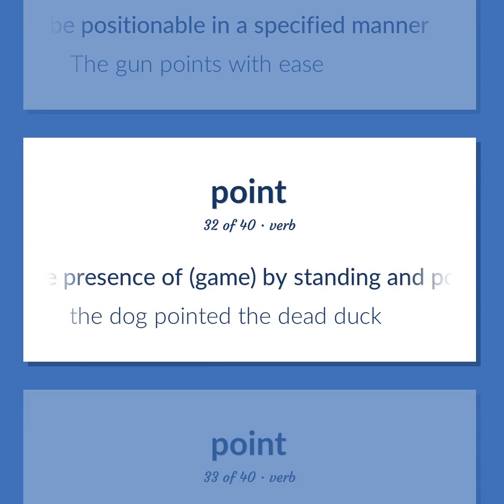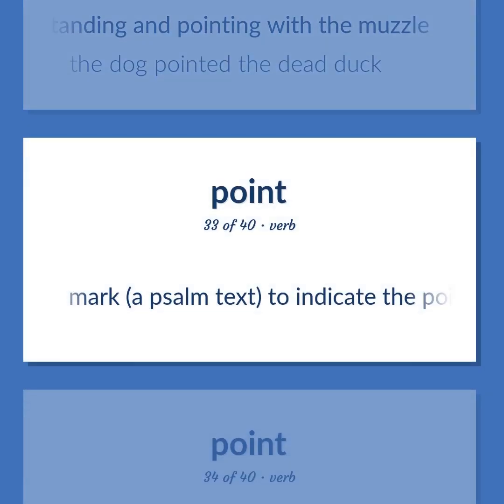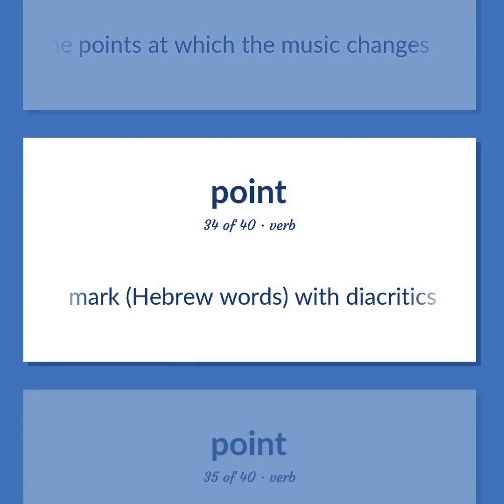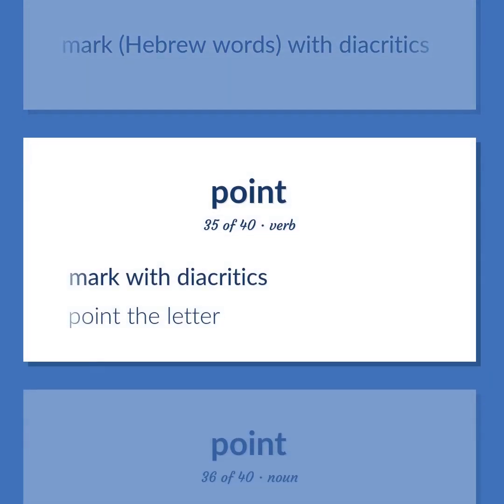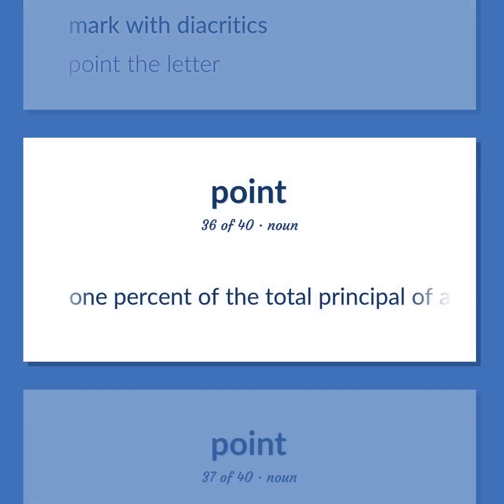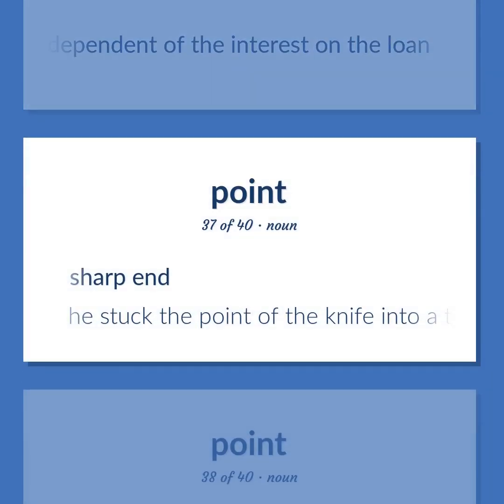Indicate the presence of game by standing and pointing with the muzzle. The dog pointed the dead duck. Mark a psalm text to indicate the points at which the music changes. Mark Hebrew words with diacritics. Mark with diacritics. Point the letter. 1% of the total principal of a loan. It is paid at the time the loan is made and is independent of the interest on the loan. Sharp end. He stuck the point of the knife into a tree.